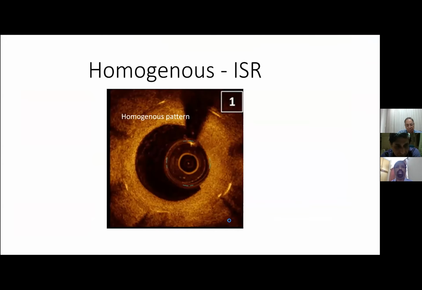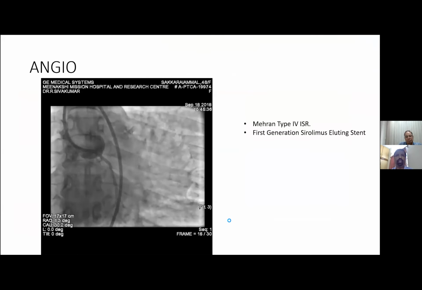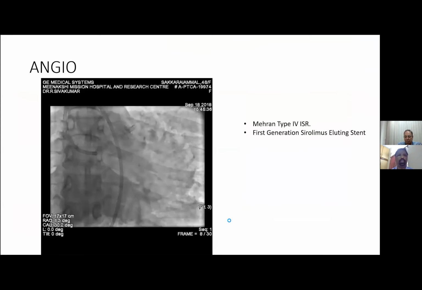Homogeneous is one pattern. The optical property will be uniform. It will be bright in signal, with less backscattering. Let me take you through a case. This is a 48-year-old female who presented with an acute coronary syndrome. It was angiographic pattern 4 by Mehran. The index stent was a first-generation sirolimus-eluting stent. You can appreciate the stent is totally occluded.